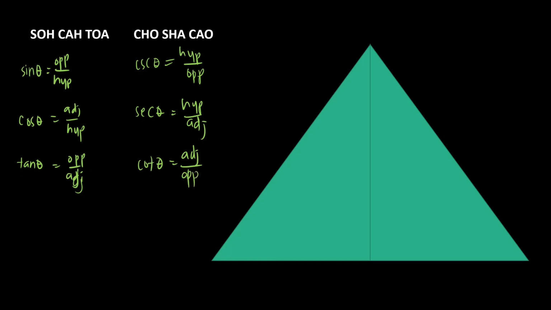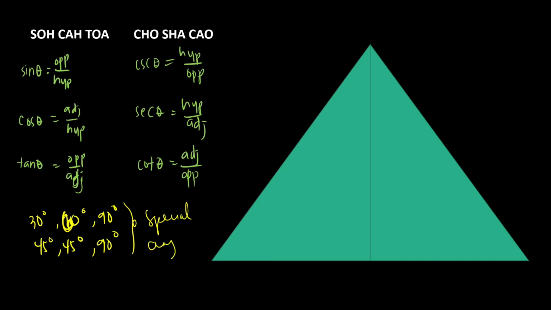So in triangles, we have what we call special angles. The 30, 60, and 90 degree, and 45, 45, and 90 degree. The 30, 60, 90 and 45, 45, 90 are what we call the special angles. Okay? So sa ating pong triangle, here is our side A, side B, and the side C.